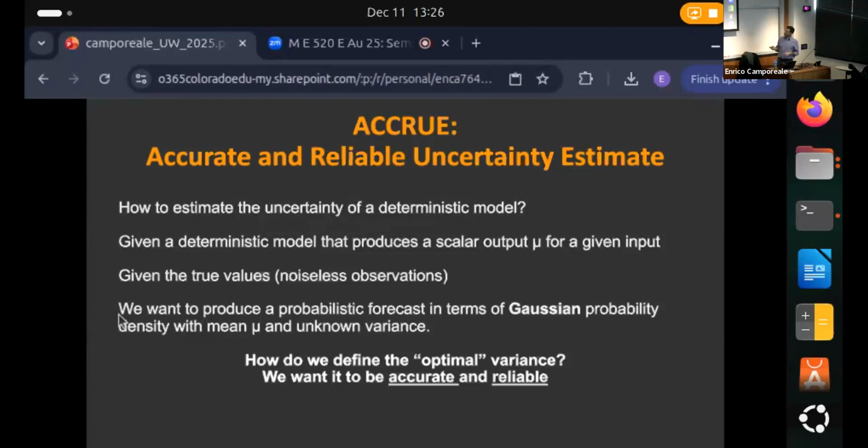So what we want to do is to produce a probabilistic forecast in terms of a Gaussian probability. So I take this mu and I literally put a Gaussian on top of it. And so all that needs to be estimated is the variance or the standard deviation. So the question is, how do we define the optimal variance? And it turns out that for a probabilistic forecast, there are many things you want to do, but at the very least, you want to ensure that there are two characteristics of your probabilistic forecast. One is to be accurate, and the other is to be reliable. And I'm going to explain what those terms mean in a second.